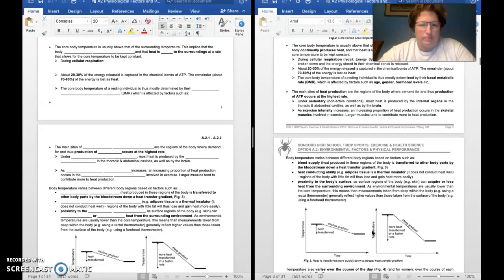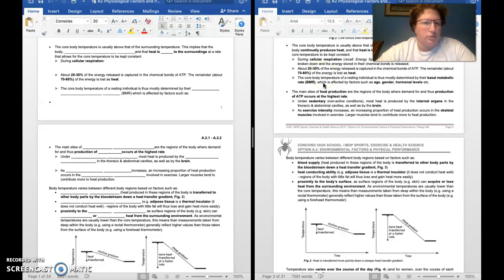So how does this happen? This happens during cellular respiration, where we need to continually produce heat, and we also have heat loss. So we have heat gain and heat loss going on in the body all the time. It happens during cellular respiration, where glucose and fatty acids are broken down into energy, and chemical bonds are released, and those chemical bonds help to produce ATP. And what is not used as ATP is energy lost as heat throughout the body.